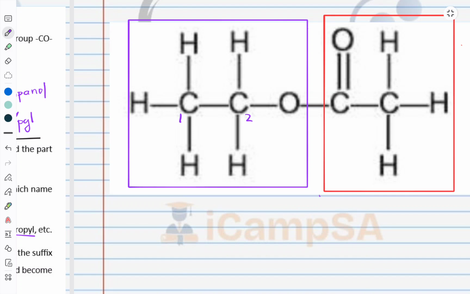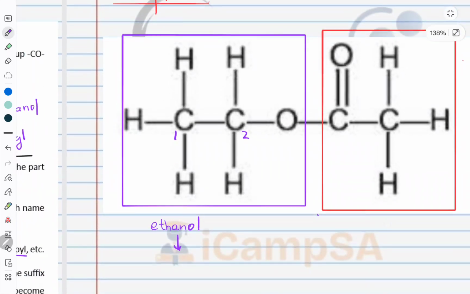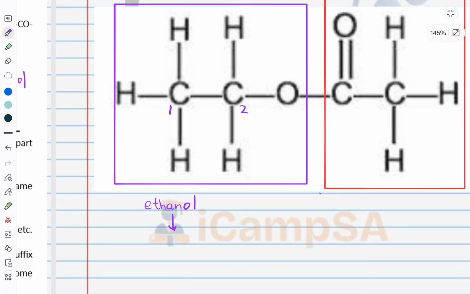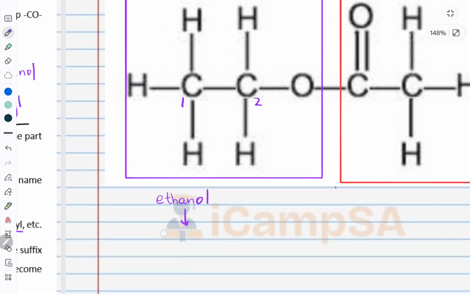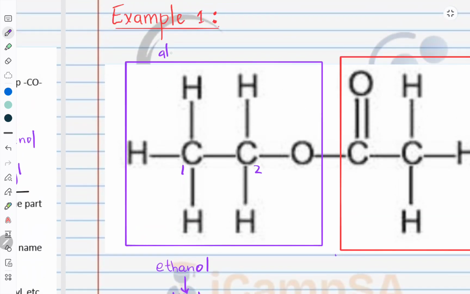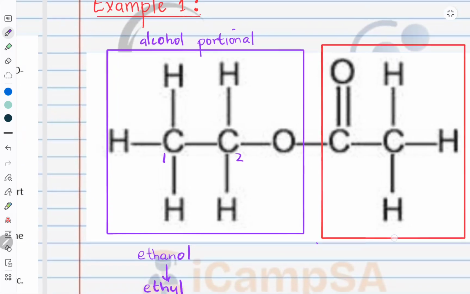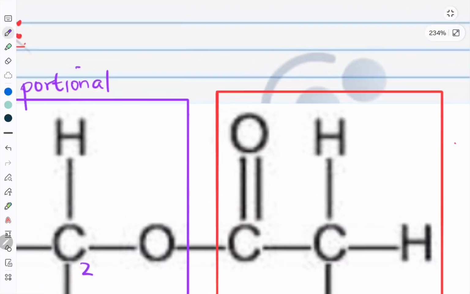Since it has 2 carbon atoms and we must name it the same way we name an alkyl group, of course this would have been ethanol, right? But since now it's in an ester and we must name it as if it's an alkyl substituent, any alkyl group that has 2 carbon atoms is called an ethyl. So we said this is the alcohol portion, and then this one will be the carboxylic acid portion.